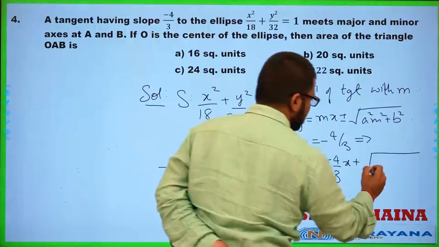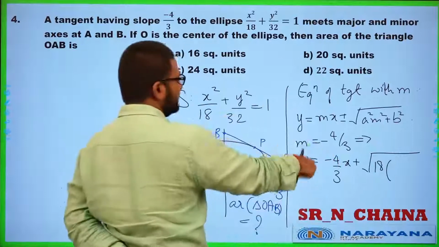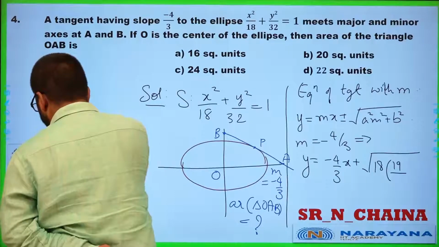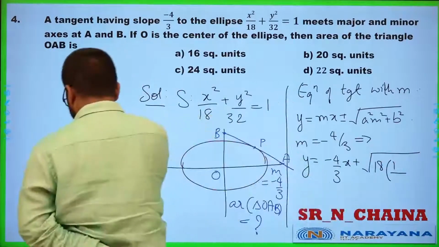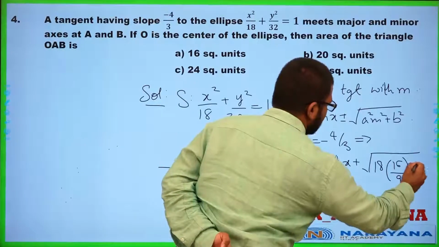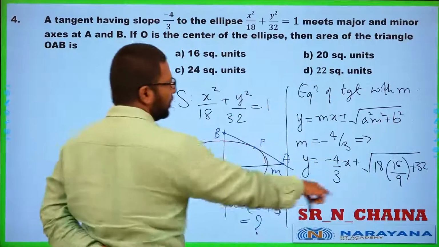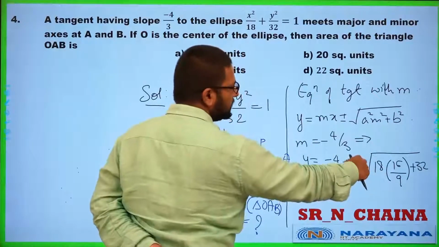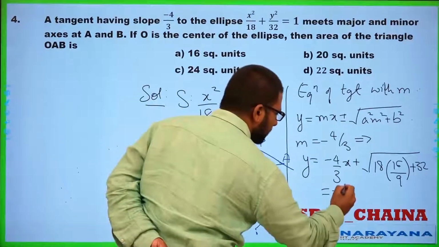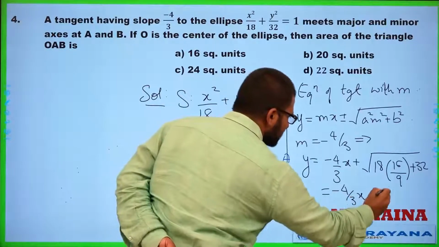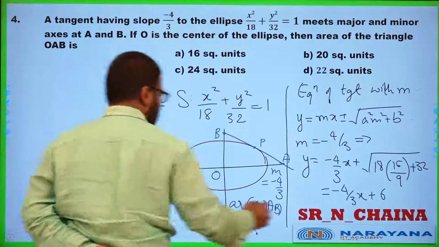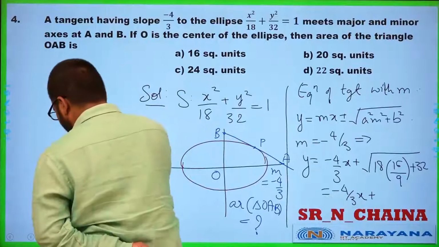So a square is 18, m square is 16 by 9, and b square is 32. Obviously 18 and 9 get cancelled, 2 remaining. So 32 plus 32, 64, which means minus 4 by 3 x plus root 64, therefore 8. Only 8 we need there.